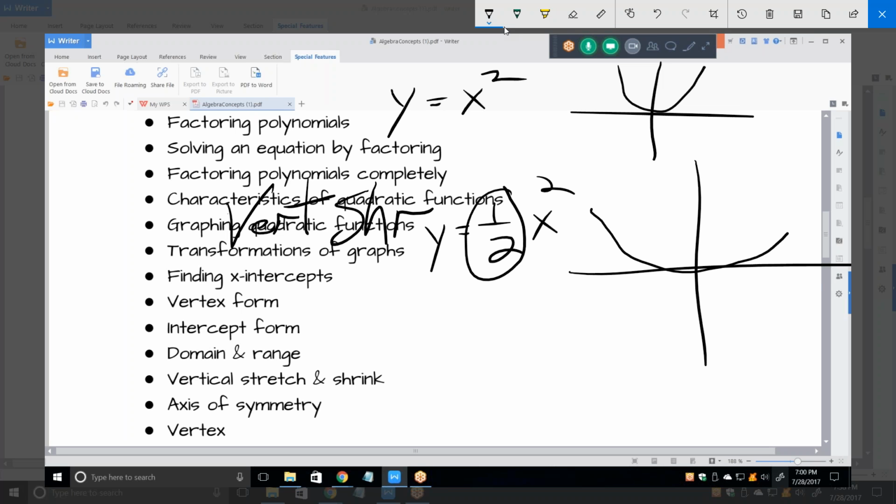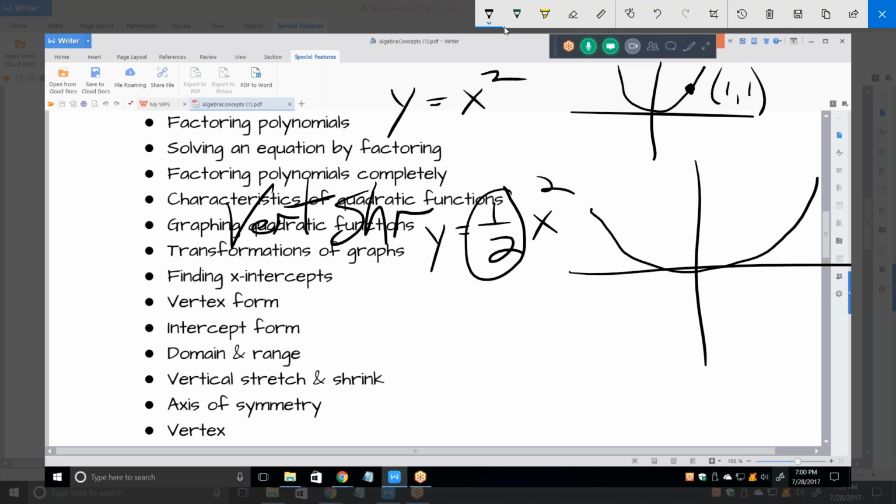In other words, nothing else is being done to it. There's no reflections going on. There's no shifts going on. The only thing I'm doing is shrinking the curve. And notice why it's flatter. This is important. If I take a point right there, what's that point? That point is 1, 1.